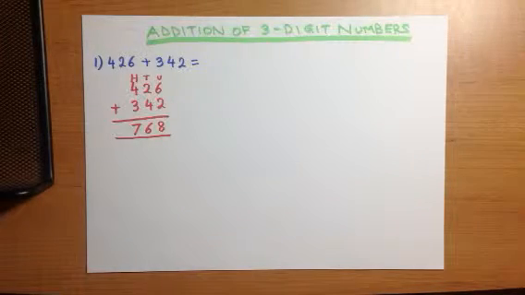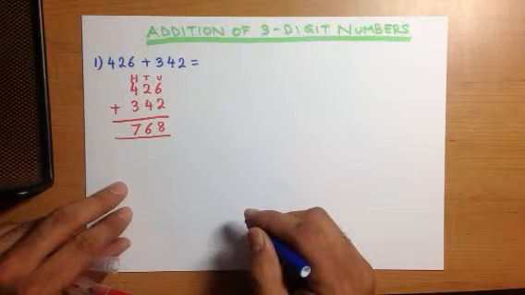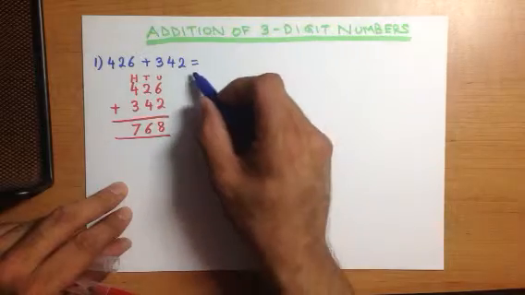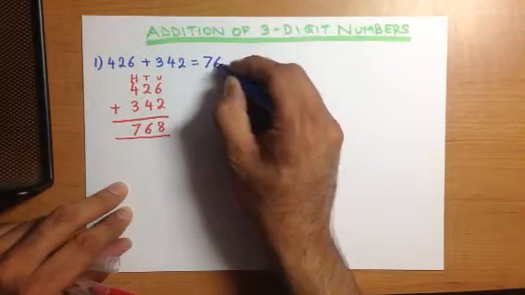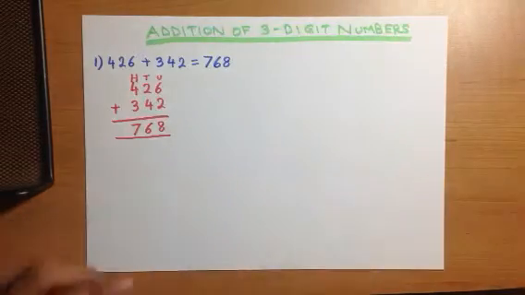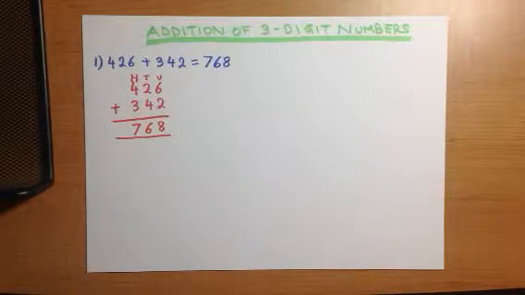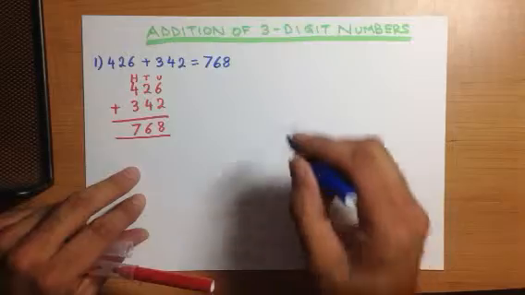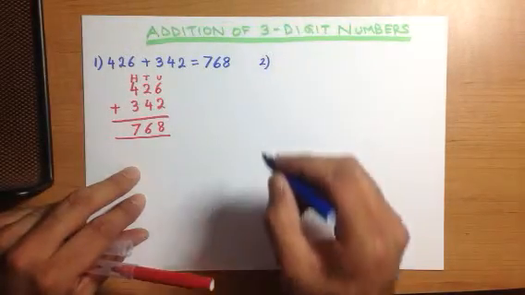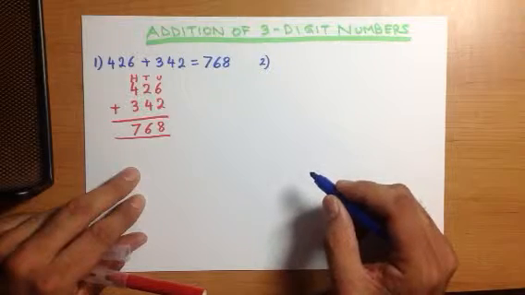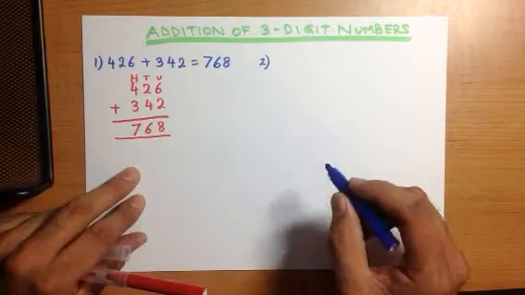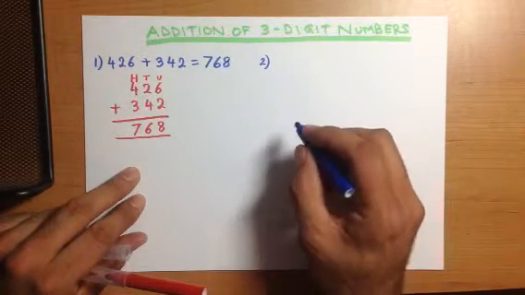And we have our answer. 426 plus 342 is 768. Nice and easy. Now what if one of the columns adds to 10 or more? Let's work through another example.